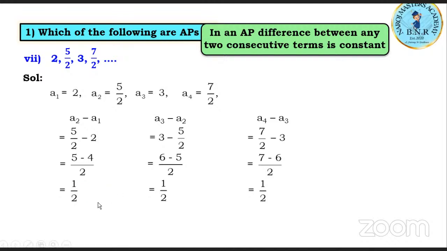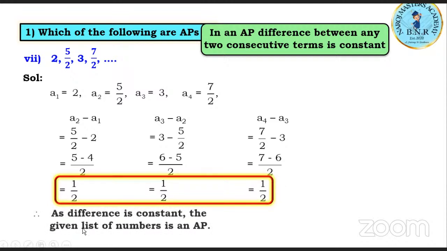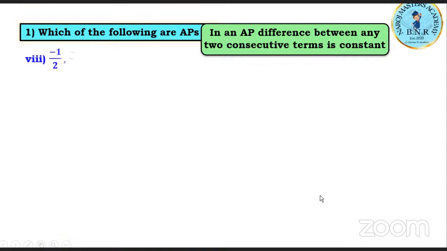Yes, sir. Why? Because all the differences are constant. So we can say that the set of numbers is an AP. As the difference is constant, the given list of numbers is an AP. Is it right? Very simple. This kind of question is also very interesting, but a very easy question.